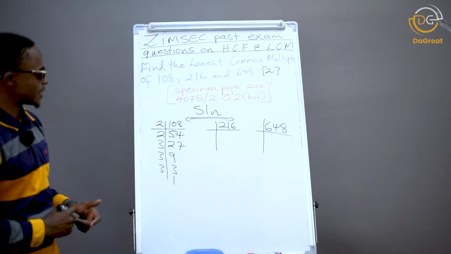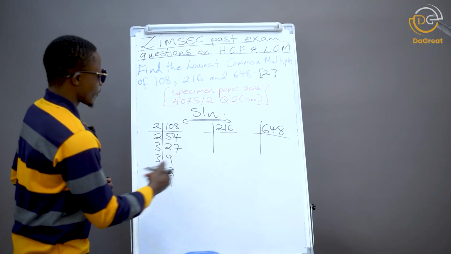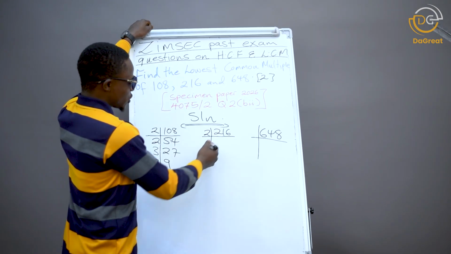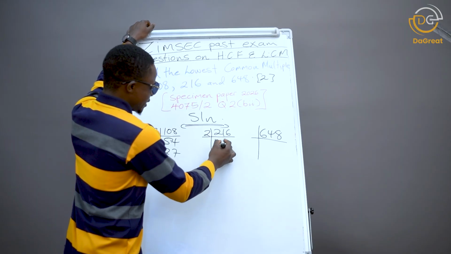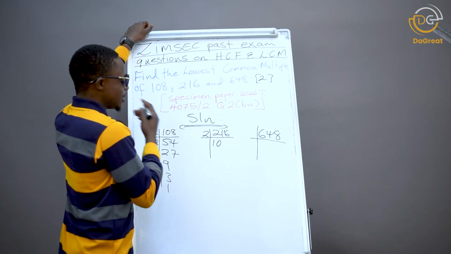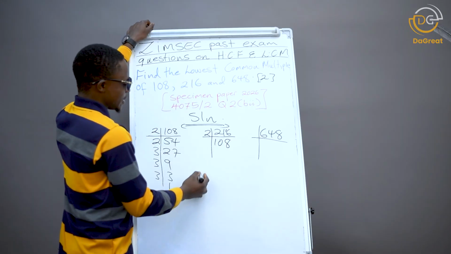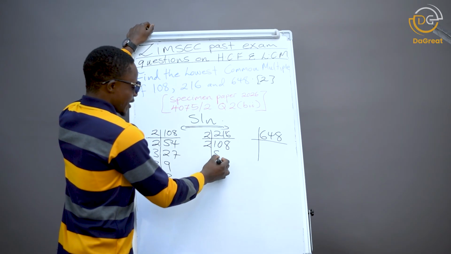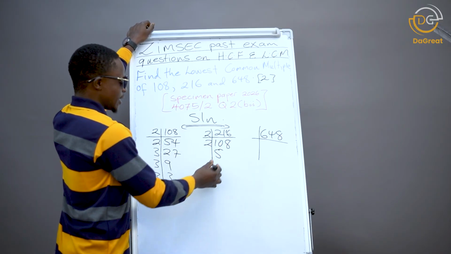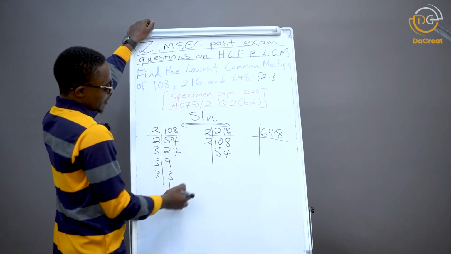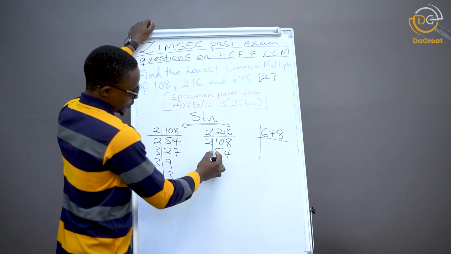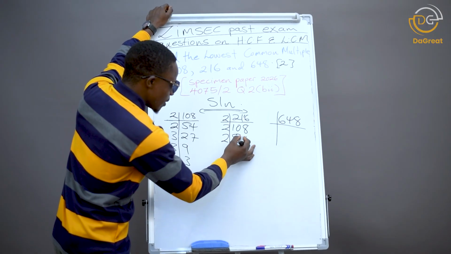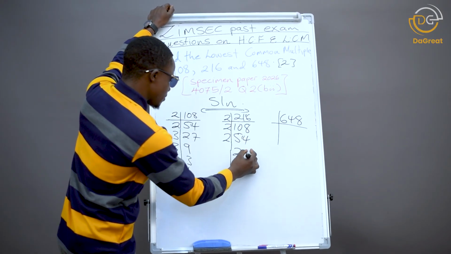Now the smallest prime factor of 216 is 2. 2 into 216 is 108. Then the smallest prime factor of 108 is 2. 2 into 108 is 54. The smallest prime factor of 54 is 2. 2 into 54 is 27.